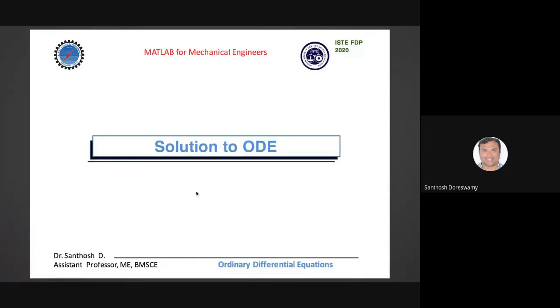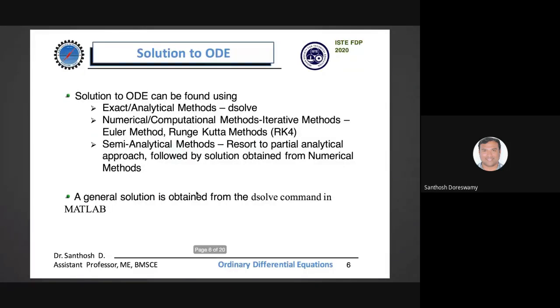The solutions to ODEs that I'll be discussing generally fall in the category of exact solutions or numerical solutions. That is where I will explain the solutions for a class of ODEs that I'll be solving in this session. As I've discussed, you will have a solution to an ODE through exact or analytical methods. These are mathematical methods which can give us an exact solution.